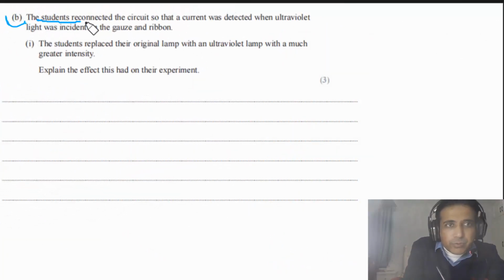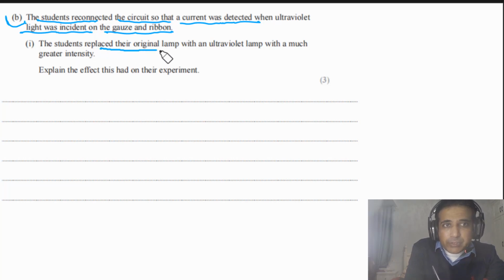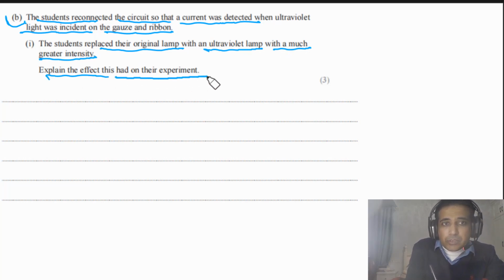A very typical question about the photoelectric effect. Part B says the students reconnected the circuit so that a current was detected when ultraviolet light was incident on the gauze and the ribbon. The students replaced their original lamp with an ultraviolet lamp with a much greater intensity. Explain the effect this had on their experiment.